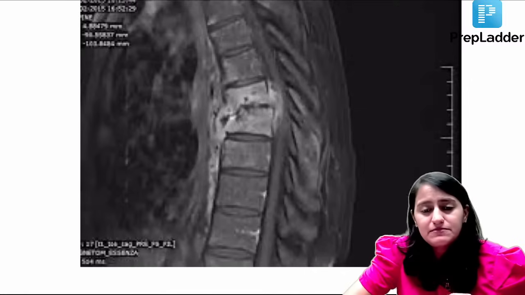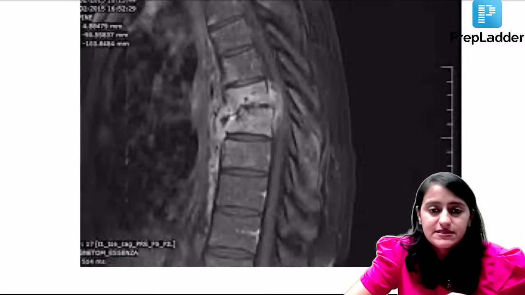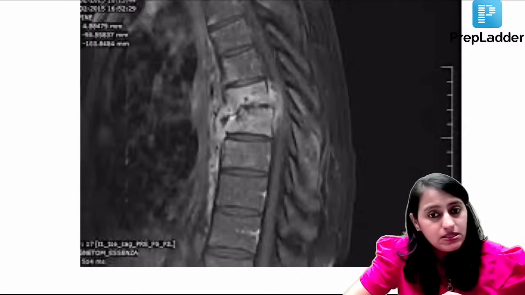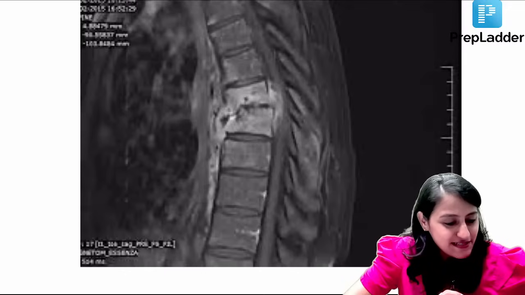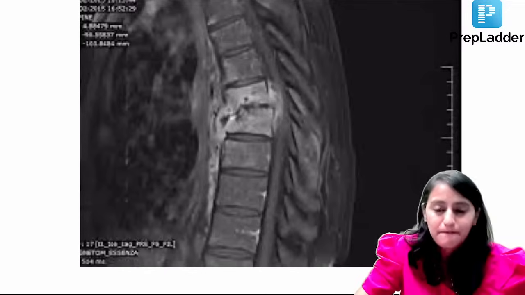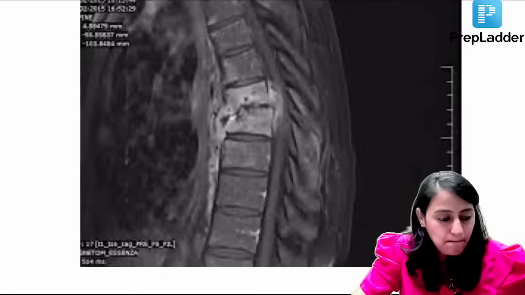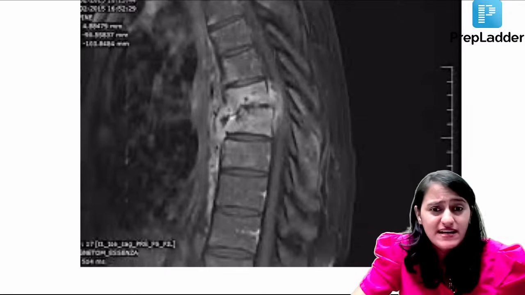What is this one here? Is it multiple myeloma? Is it vertebral metastasis? Is it TB? Is it ankylosing spondylitis? What is it? Is it a chance fracture?